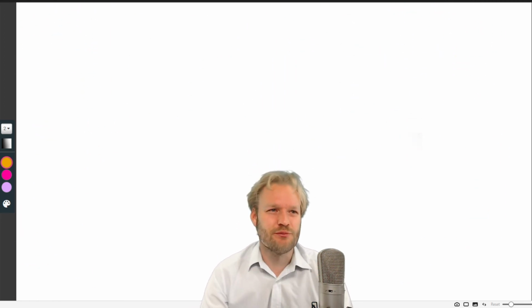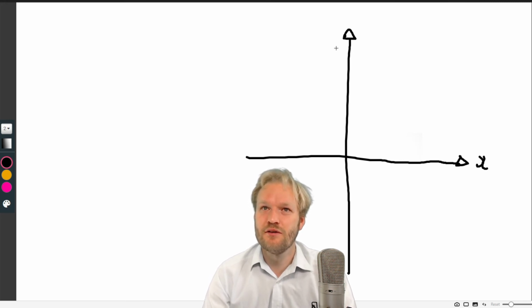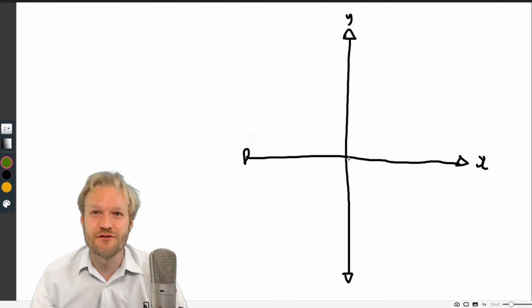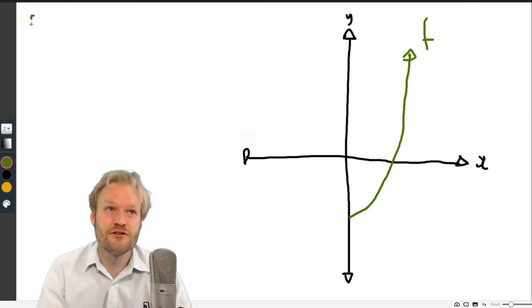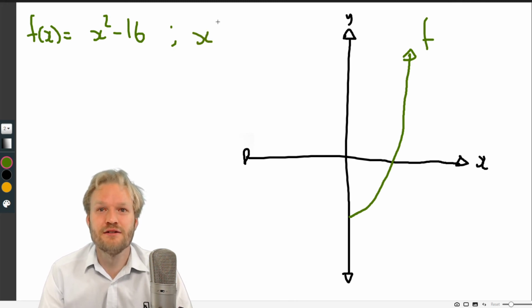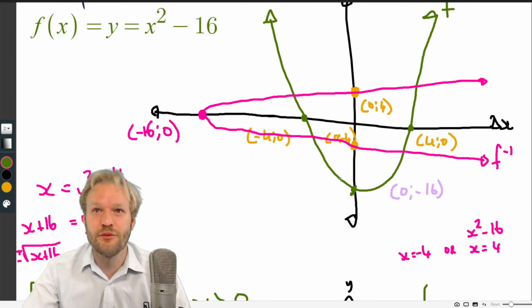So I'm going to redraw this parabola. So have your wits about you now. Here we are, and we've got x, y. Now for our original parabola, I'm just going to look at the positive side of it. So this positive side is over here. Here's f. So f of x equals x squared minus 16. But I'm going to say x must be greater than or equal to 0. See, it's this function, but just on the positive side.